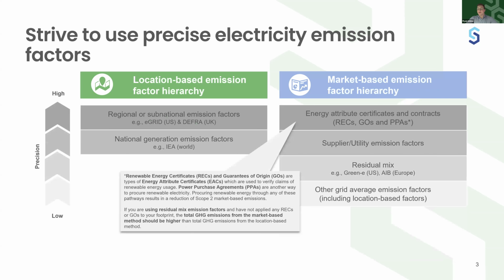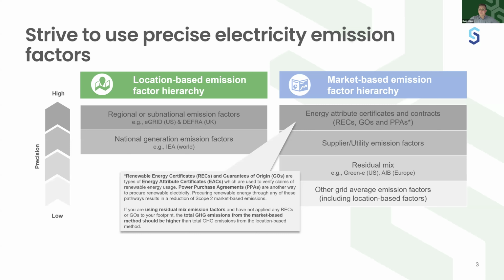For location-based and market-based methods, you'll want to use the most precise emission factors available, just like you would for Scope 1. For the location-based approach, some common examples of regional or subnational emission factors include eGRID or the EPA in the US, DEFRA in the UK, and national production emission factors from the IEA. For the market-based approach, in the US, for example, you could use residual mix factors from Green-e.